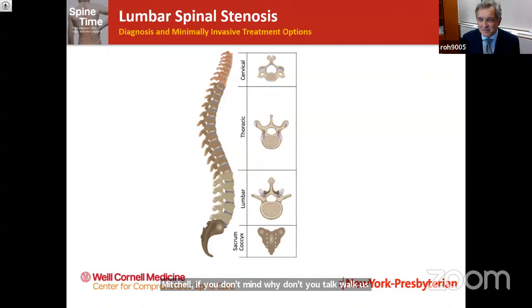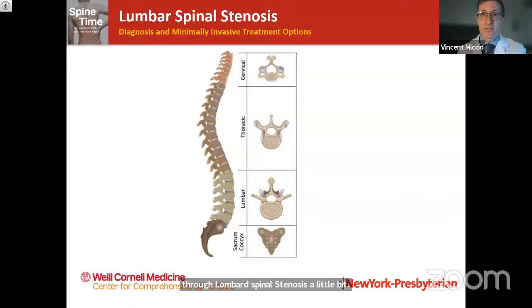Good evening, everybody. It's a pleasure to be here to talk about this very common issue that many patients have. When we talk about lumbar stenosis, first we should orient ourselves a little bit. There's the cervical area, the thoracic area, the lumbar area, and the sacral area. And if you advance the slide one more, this is the area that we're talking about today, which is the lumbar spine there.